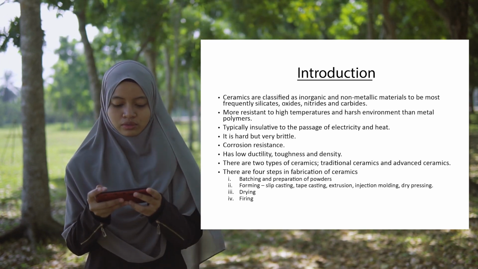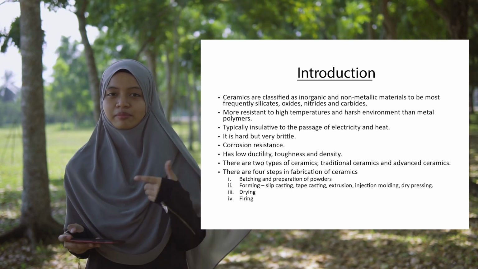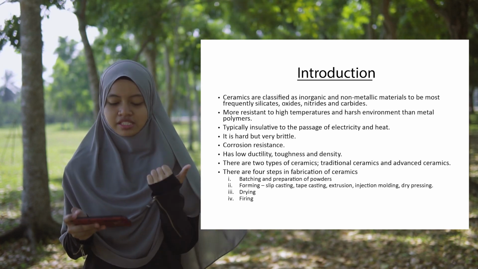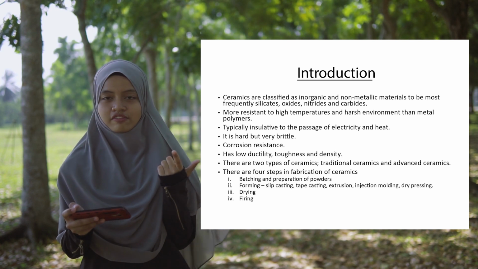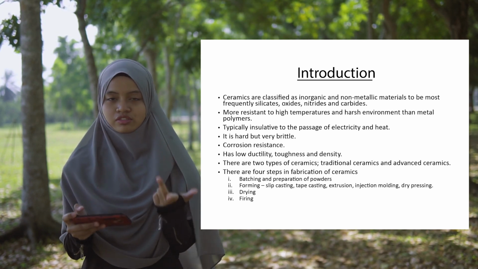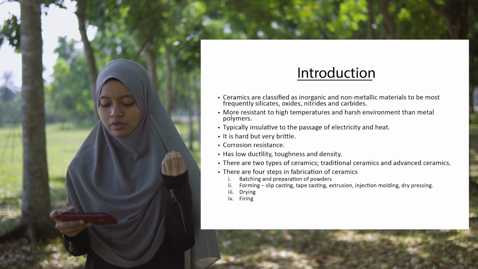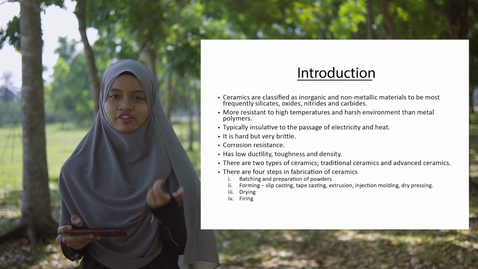There are two types of ceramics, traditional ceramics and advanced ceramics. In making ceramics, there are 4 steps: first, batching and preparing the powders. Second, forming, which involves either slip casting, tape casting, extrusion, injection molding or dry pressing. After we have formed, we will do the drying process and the firing process.